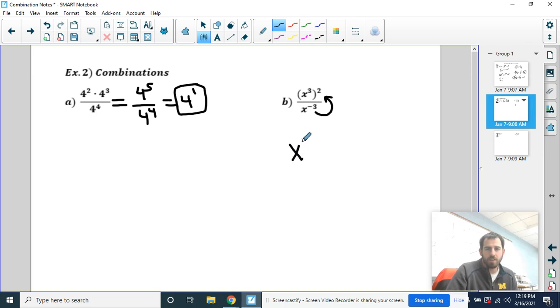I have x to the third, that whole thing to the second, times, now that x to the negative third becomes a positive 3, so I have x to the positive 3, and then I go about doing the rules. The first rule is a power to a power, so I'm going to multiply those. So 3 times 2 is 6, so I get x to the 6th times x to the 3rd. And then now this is our first rule, multiplying the same base, add the exponents, and it's going to turn into x to the 9th.